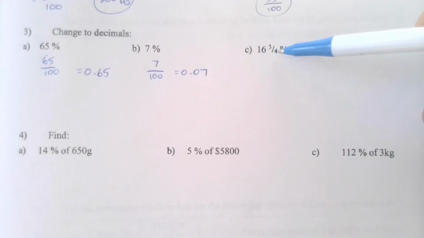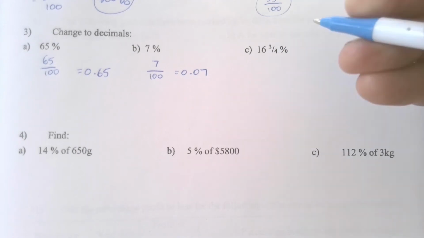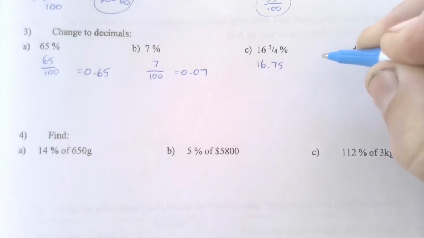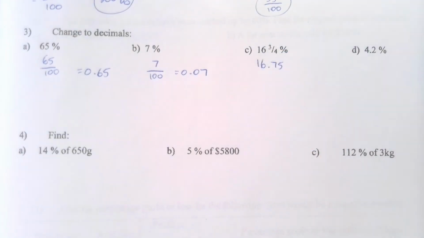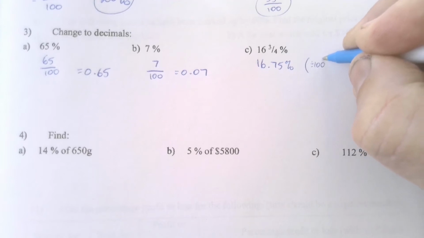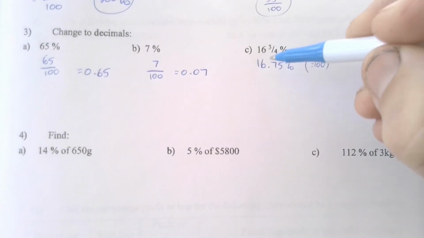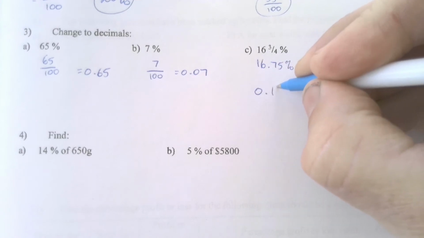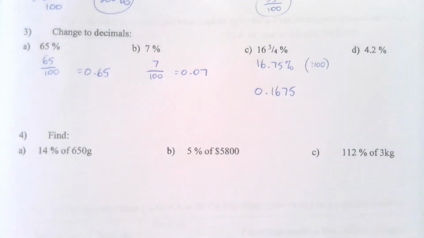Question 3C is hard to work in this format. The first thing I'd do is turn this into a decimal. So hopefully you might know that 3/4 is 0.75. If you don't, you can just pop it into your calculator. And that way we can just treat it in the same way that we've done the other questions. You can divide by 100 to turn it into a decimal format. You can do that in your calculator, or you can just move the decimal twice, and you'll end up with 0.1675.